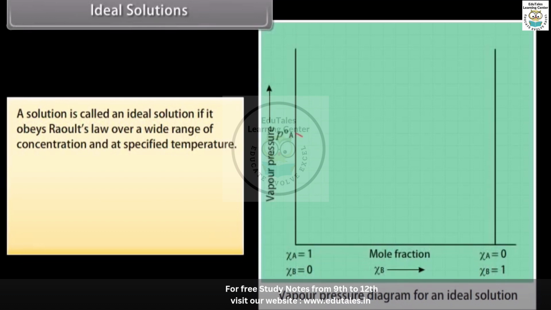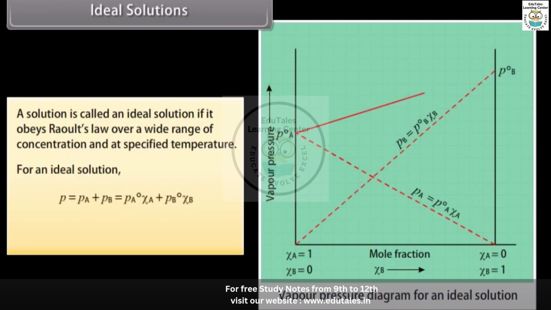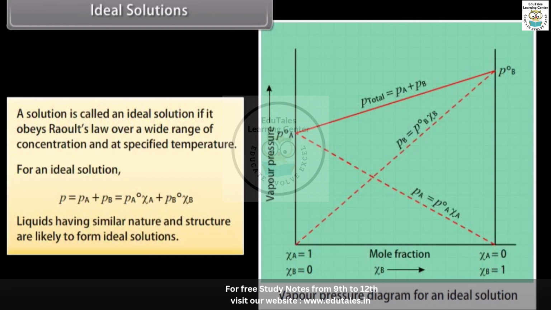Ideal solutions. A solution is called an ideal solution if it obeys Raoult's law over a wide range of concentration and at specified temperature. For an ideal solution, P is equal to PA plus PB. It can be written as P is equal to PA naught into XA plus PB naught into XB. Liquids having similar nature and structure are likely to form ideal solutions. For example, a mixture of methanol and ethanol.